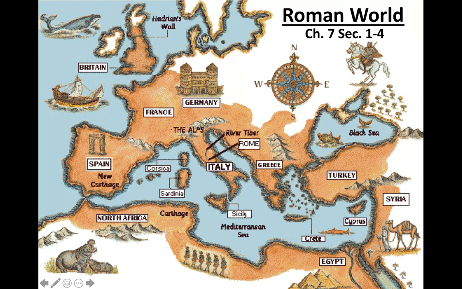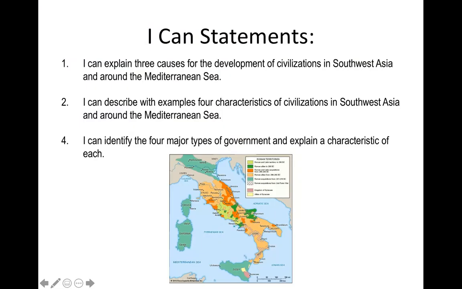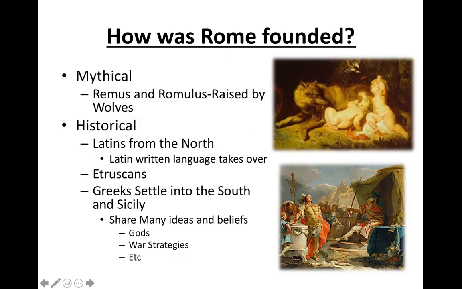Starting off with the Roman Republic first, you can see some of the things that we're going to be talking about today: development of civilizations in the Mediterranean around the Roman Republic to Empire, some of the characteristics of the government types there, and we'll get into some of the characteristics of the civilization of the Roman Empire / Republic as well. So if we look at how Rome was founded, there's two stories.